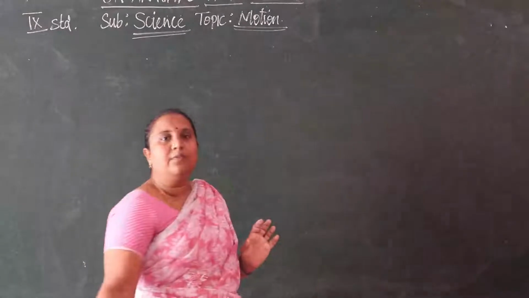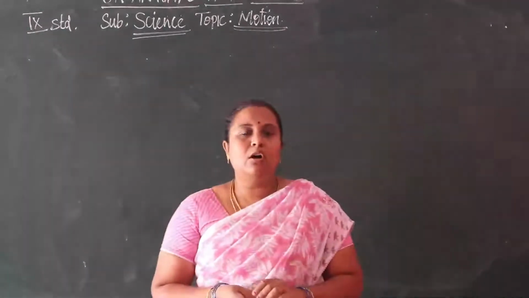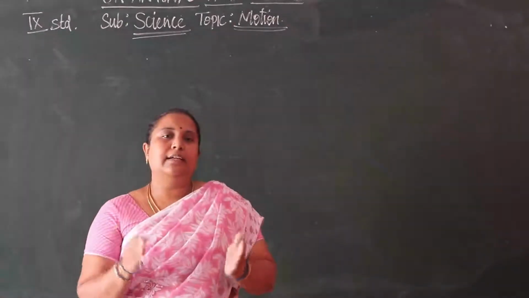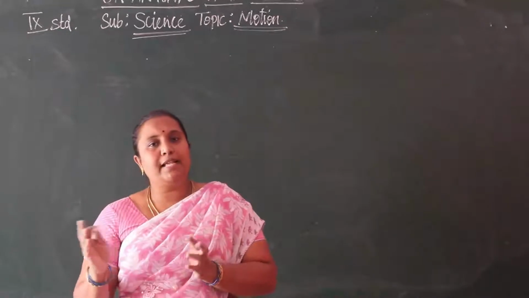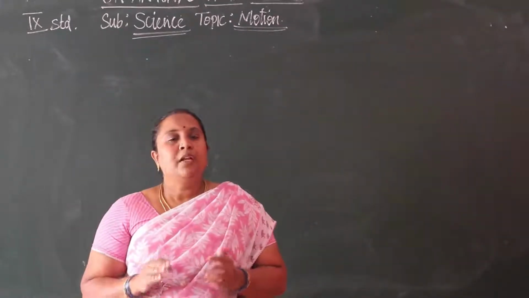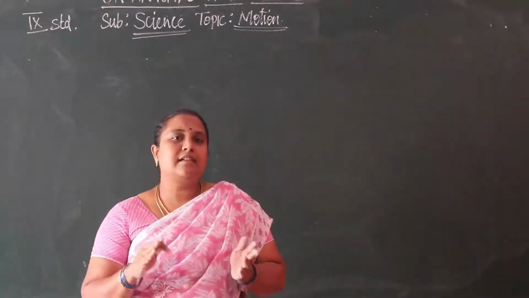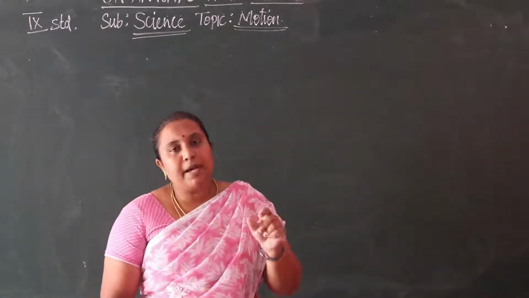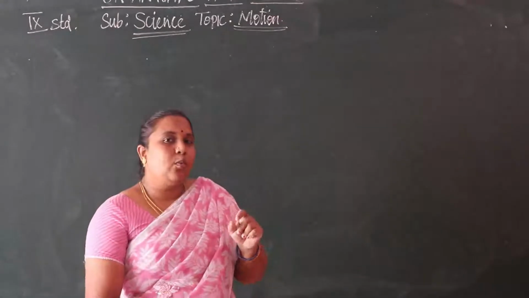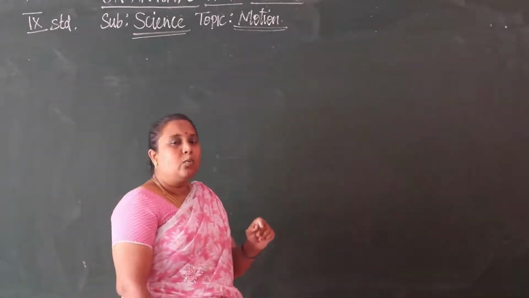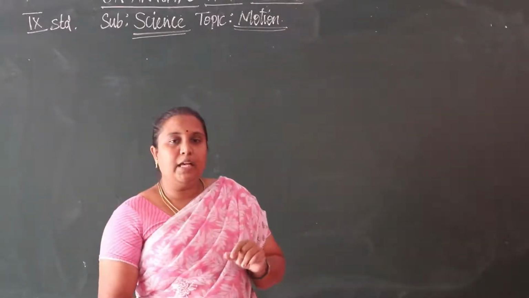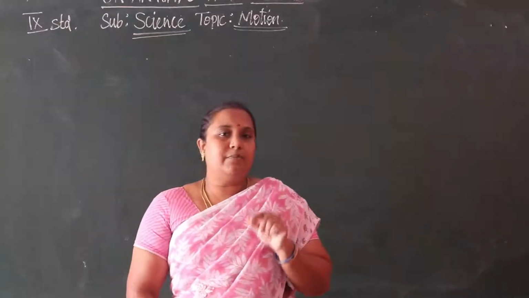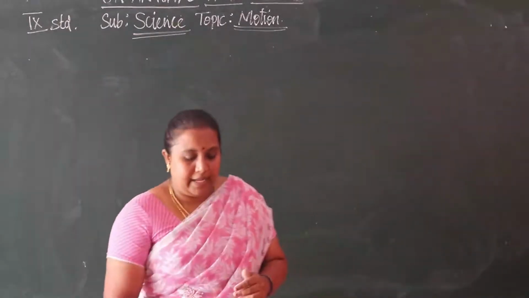So, as before, we are talking about motion. The motion of your body is travel from one place to another place. It is the distance traveled by your body per unit time. So what is speed? Speed equals the distance traveled by your body divided by the time taken.